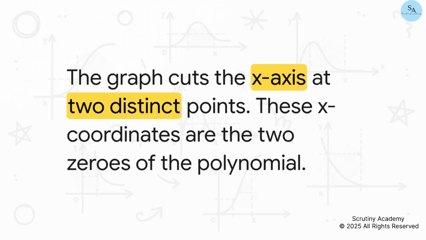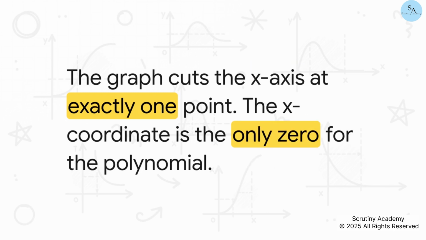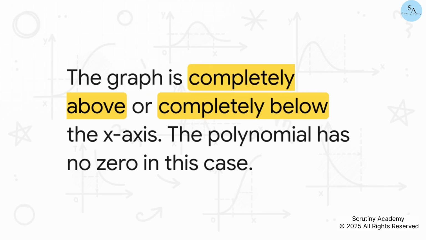So if a zero is where the graph crosses the x-axis, how many times can a parabola do that? Well, in our first case, the curve can swoop down and cut through the x-axis in 2 completely different spots. This means the polynomial has 2 distinct zeros. What's another possibility? Well, the parabola could come down and just kiss the x-axis at its very tip, its vertex, and then turn right back around. It only touches in one single spot. So this polynomial has exactly 1 zero. And finally, it's totally possible for the parabola to be floating entirely above the x-axis or maybe entirely below it. It never crosses at all. In this situation, we say the polynomial has no real zeros.